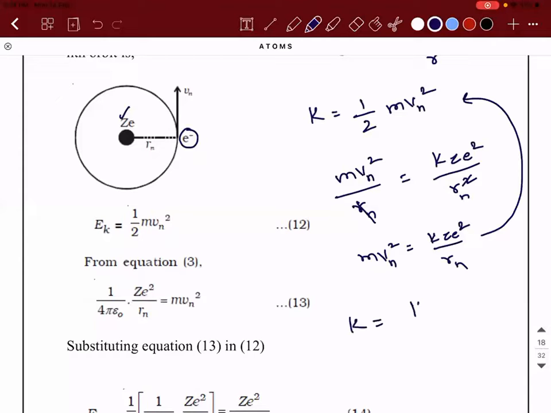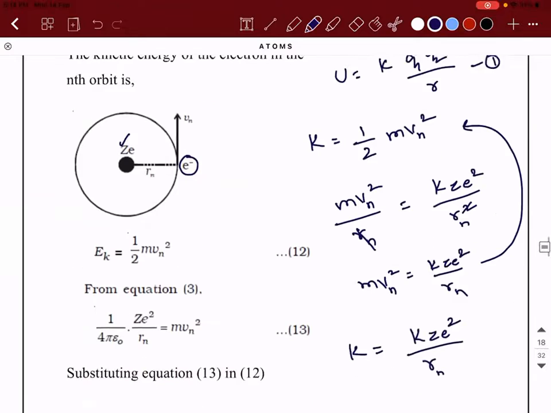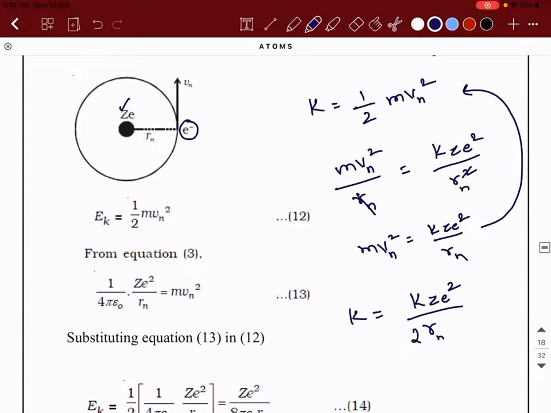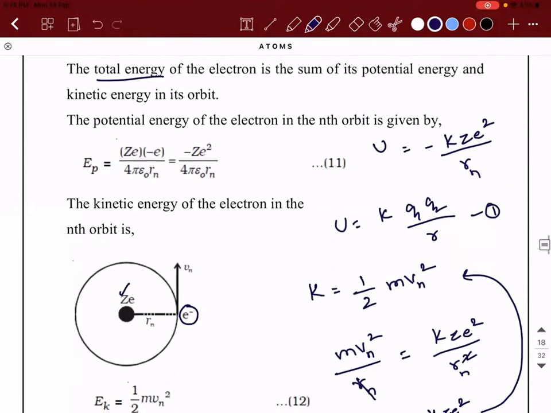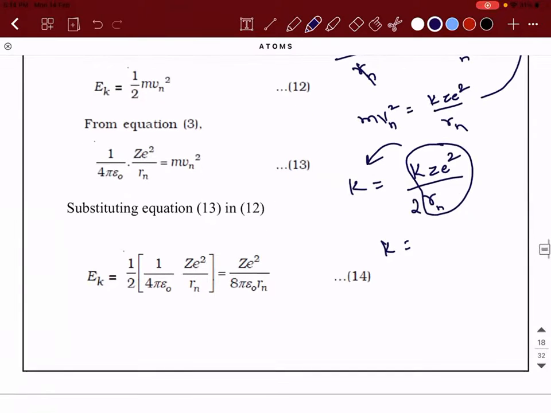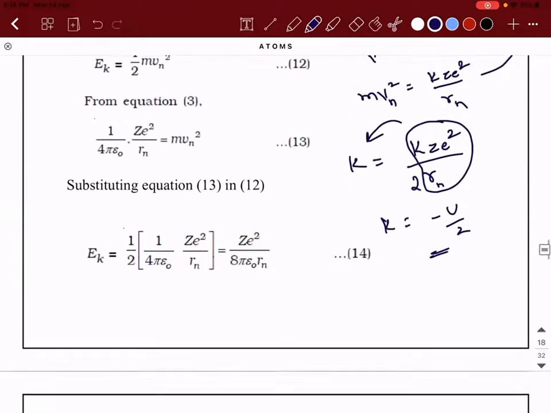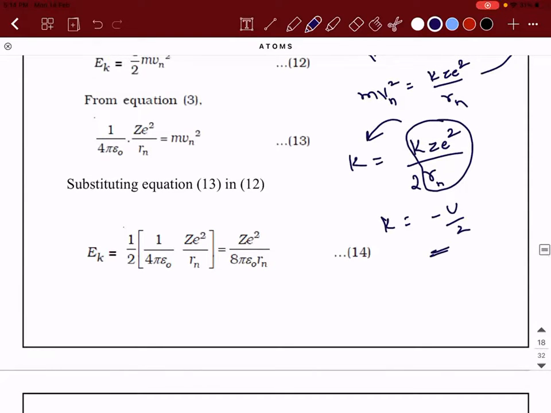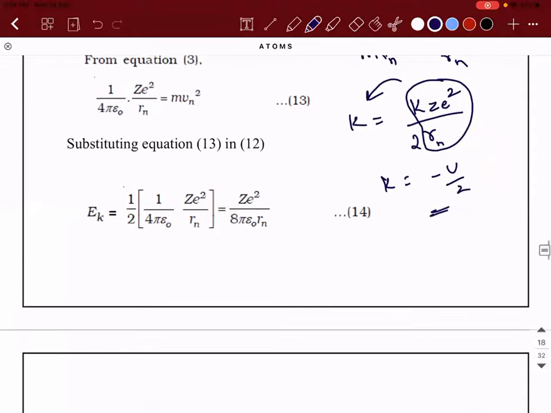So I can take this and substitute it here. Then I'll get kinetic energy is equal to kZe square divided by 2 times Rn. Now observe an important thing. kZe square divided by Rn is already the potential energy in magnitude. So kZe square divided by 2Rn is the kinetic energy. So what is the relation between kinetic energy and potential energy? Can I say kinetic energy is equal to the negative of potential energy divided by 2? Yes or no? Yes, sir.